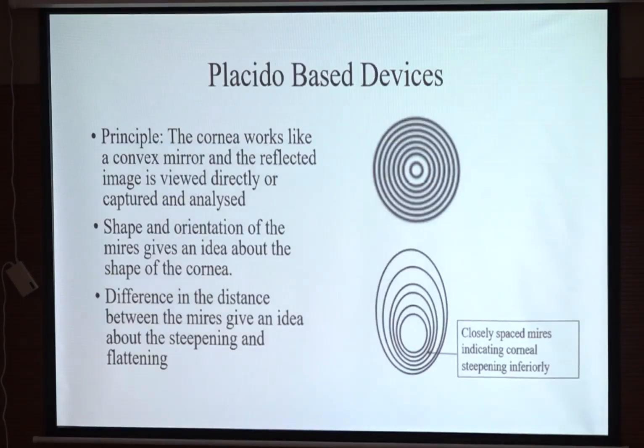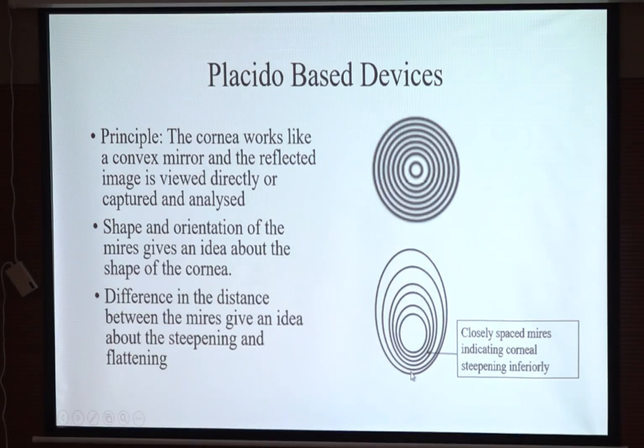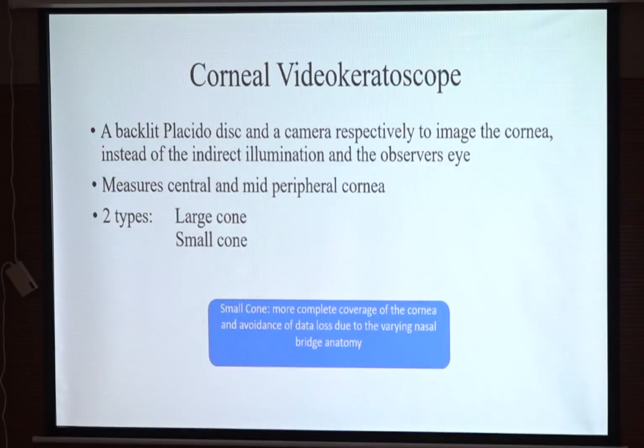In the Placido-based devices, the cornea works like a convex mirror and the reflected image is viewed either directly or is captured and analyzed. The shape and the orientation of the mires give an idea about the shape of the cornea. In the above example you can see the mires of the Placido disc, and how closely or far apart the mires are will depict whether there is any steepening or flattening of the cornea.